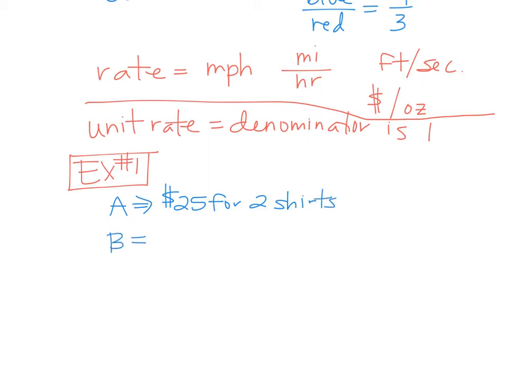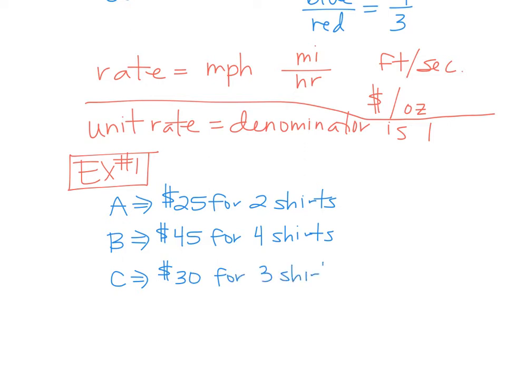In store B, it's $45 for 4 shirts. Okay, and in store C, it's $30 for 3 shirts. Okay, I want to know what's the best deal.